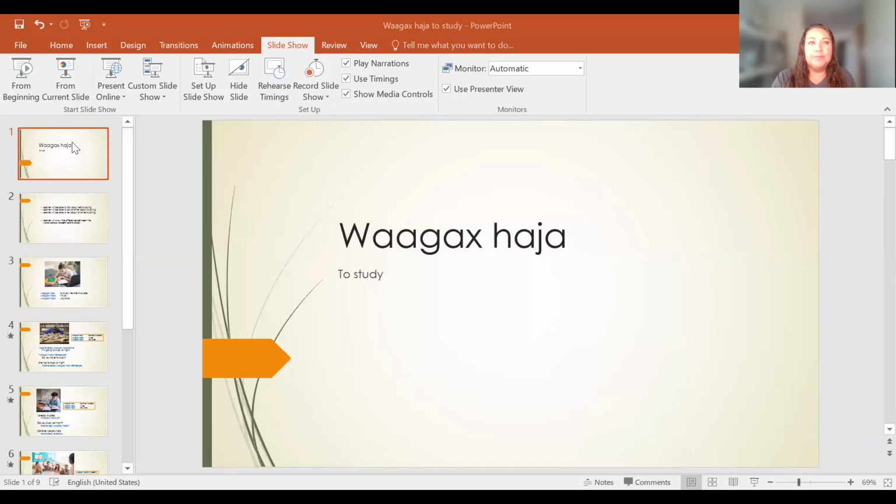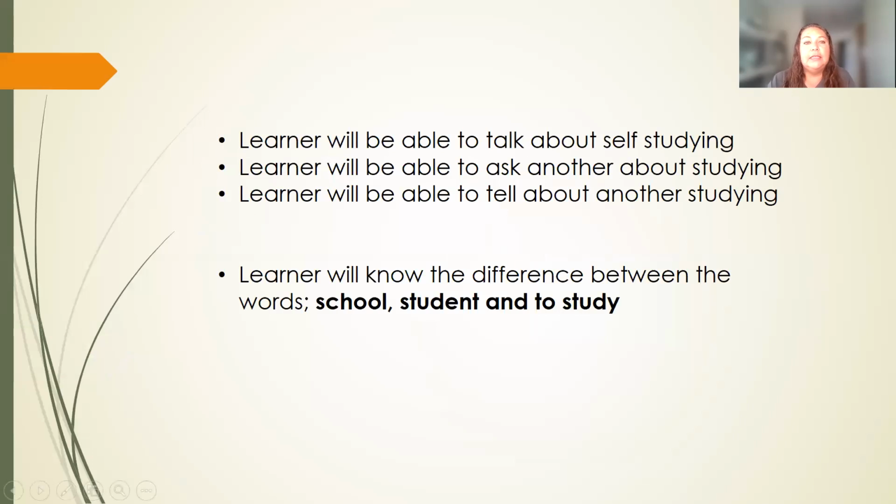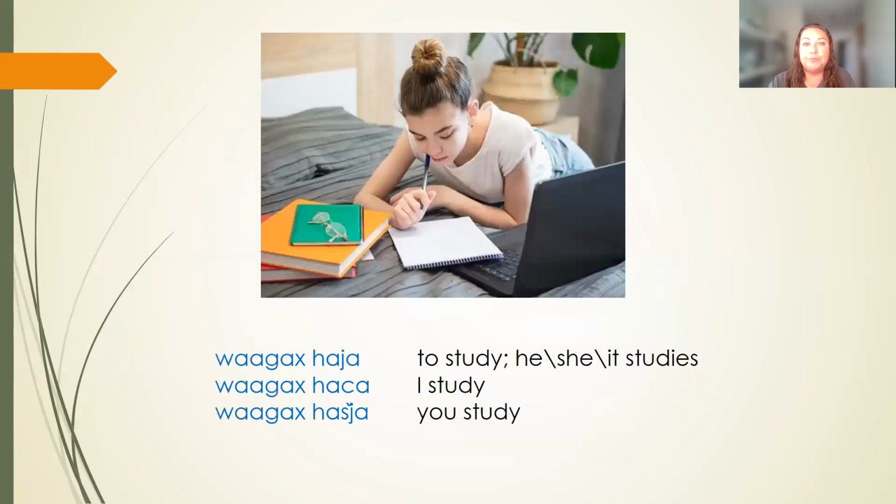Today we are going to be talking about waagax haja, which is to study, but it also can mean a few other things. So let's have a look at the PowerPoint here, and we've got waagax haja is to study. This is a verb, and in this module, your learner will be able to talk about yourself studying. You'll be able to ask another about studying. You will be able to tell about someone else studying. And then you will know the difference between the words school, student, and to study. You're going to see something pretty exciting in this module.